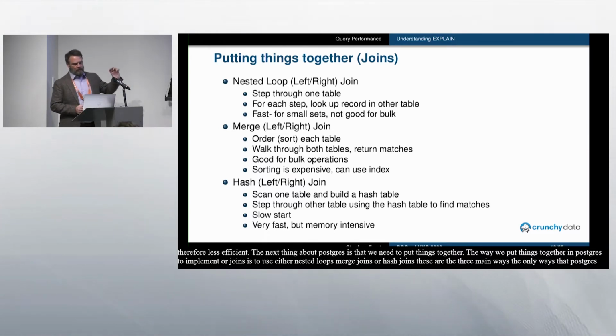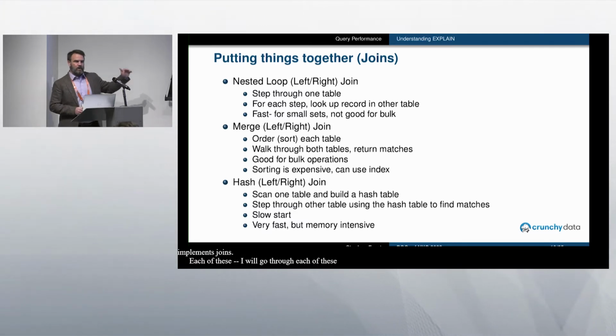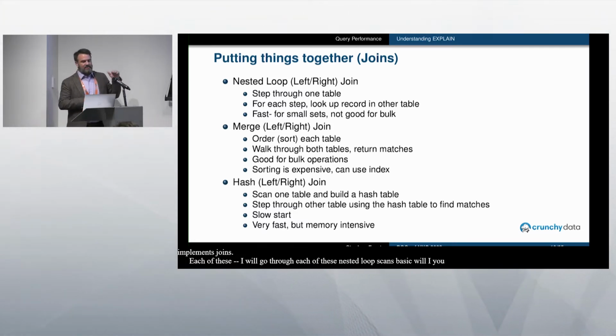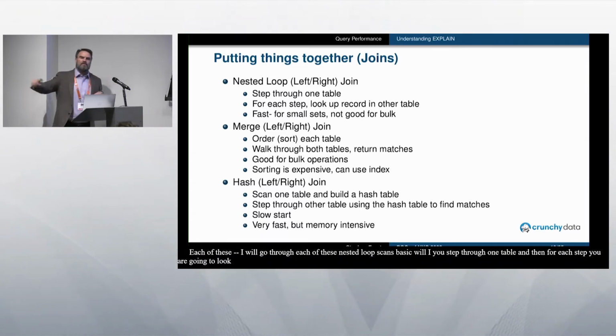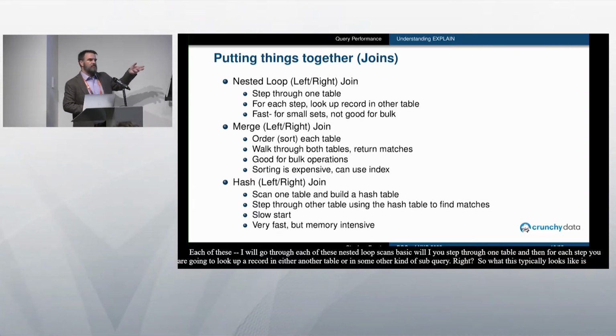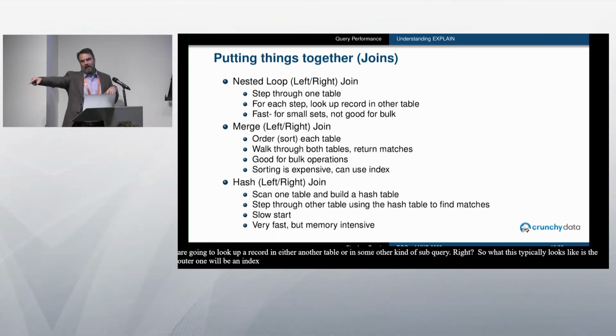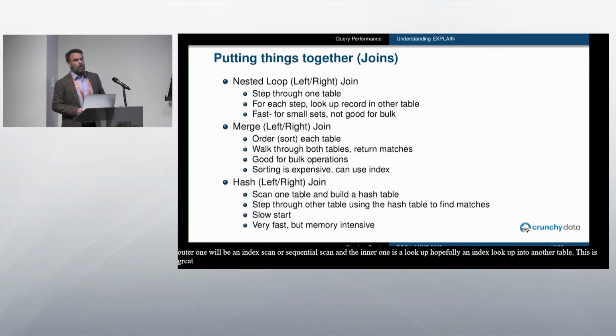I'm going to go through each of these. Nested loop scans, basically you step through one table, and then for each step, you look up a record in either another table or in some other kind of subquery. So what this typically looks like is the outer one will be an index scan or maybe a sequential scan, and the inner one is going to be a lookup, hopefully an index lookup into another table. Now, this is great for small data sets, but it's not very efficient for bulk ones.